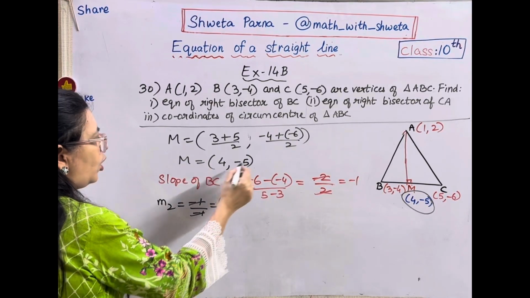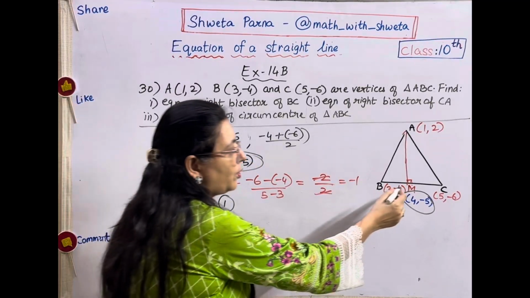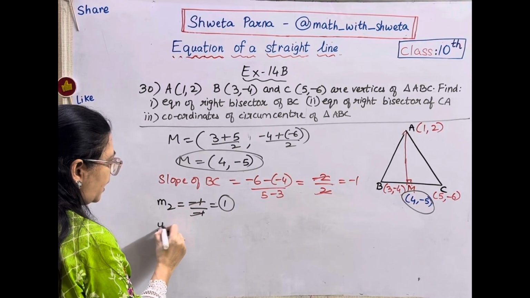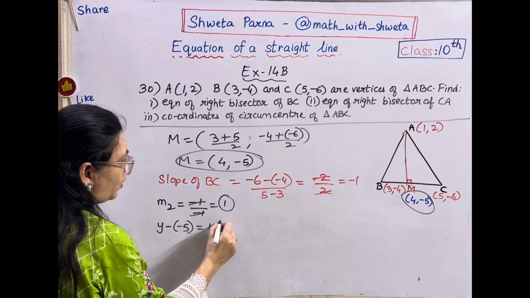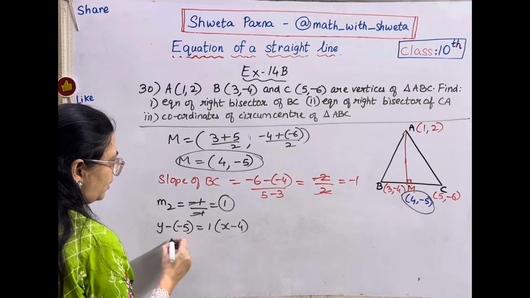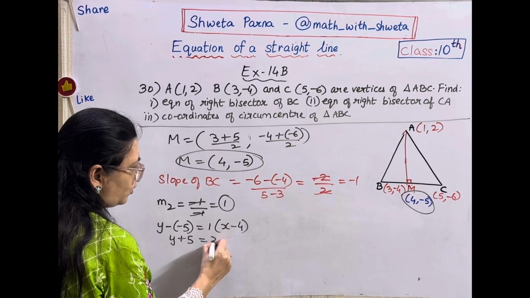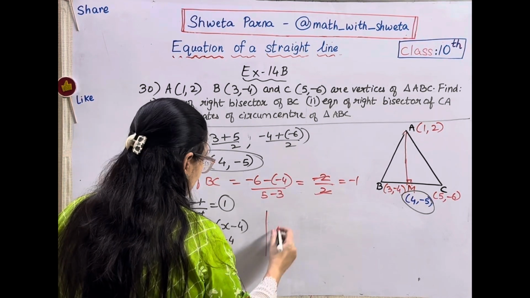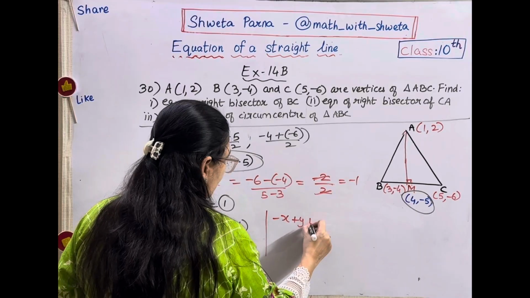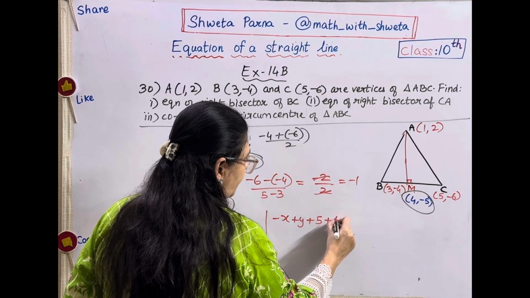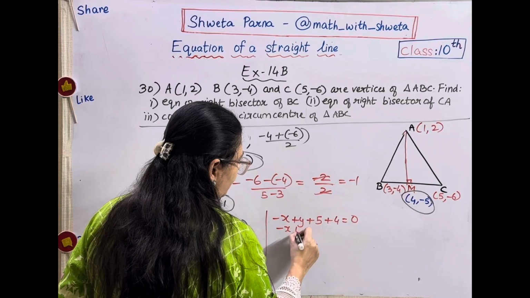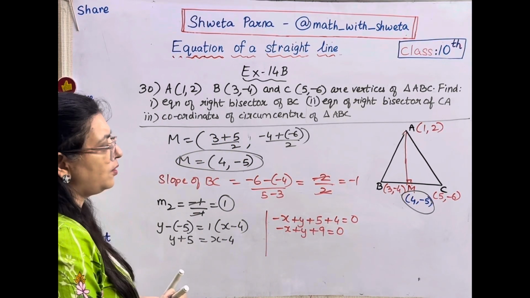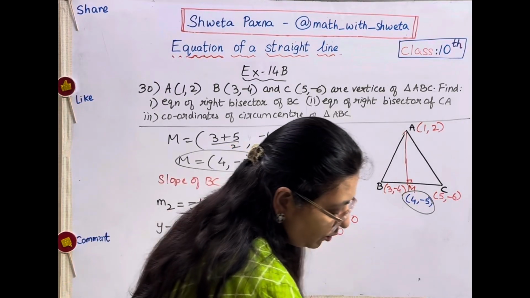So you have the slope, you have the coordinates. So you can write the equation of the right bisector of BC, which is y minus y1 is equal to m into x minus x1. y plus 5 is equal to x minus 4. Bring everything to one side: minus x plus y plus 5 plus 4 is equal to 0. So minus x plus y plus 9 is equal to 0. This becomes your first part of the answer. Now let's go to the next part.